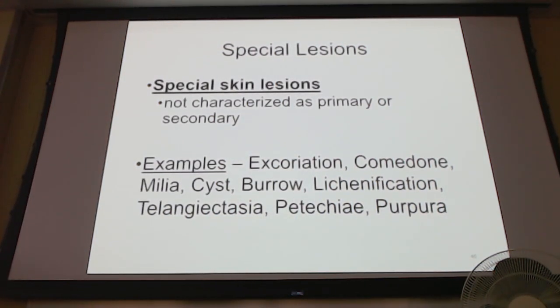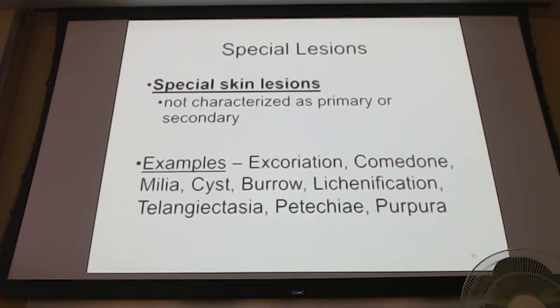Okay, so that was primary, that was secondary, and now we're getting into the special. So this is talking about excoriation, comedone, so acne, right? Milia, cyst, burrow, lichenification, telangiectasia, petechia, purpura. So this is just breaking down what these special things are. These are not characterized as primary or secondary. It's just something special. Okay.